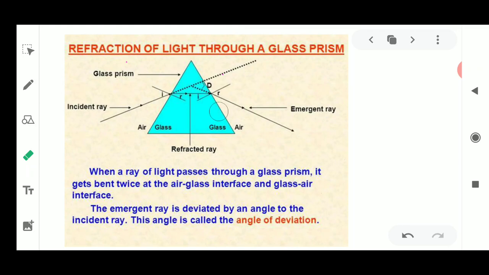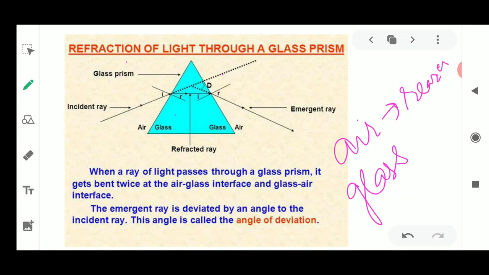Now let's find out where this angle of incidence is present. Here the ray of light is passing from the optically rarer medium to the optically denser medium. Air and glass are the two optical media having different refractive indices. Air is the rarer medium and glass is the denser medium. When the light moves from the denser medium to the rarer medium, it is again going to bend.